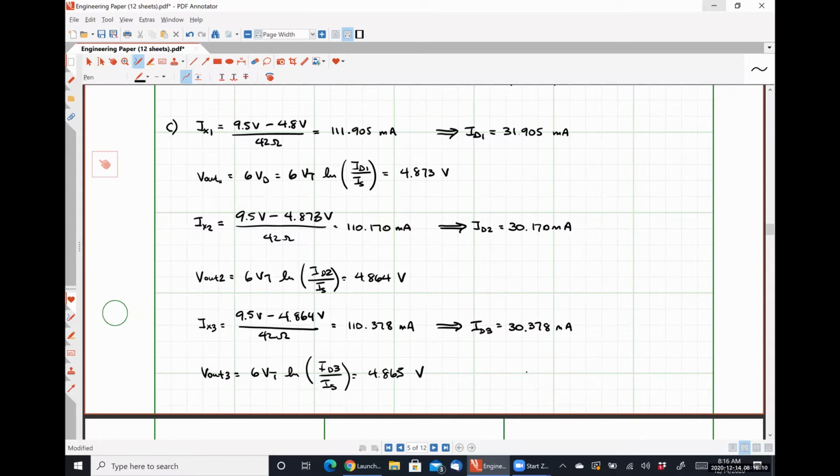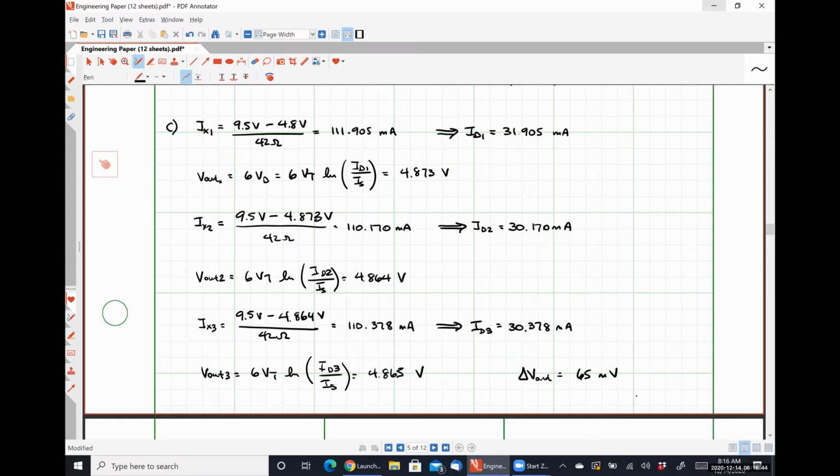Our change in voltage is then simply 4.865 minus 4.8, or approximately 65 millivolts. So if we bump up our power supply voltage by half a volt, we see that our output voltage only changes by 65 millivolts. So this is still doing a pretty good job of being a voltage regulator. It's still somewhere around, right?